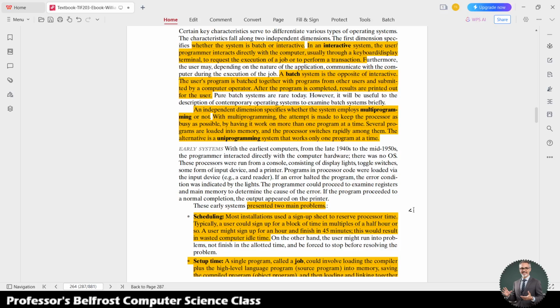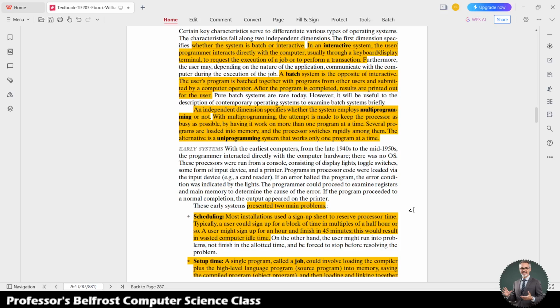Whereas the batch system is the opposite. The user's program is batched together with programs from other users and submitted by a computer operator. After the program is completed, the results are printed out for the user. But these systems are kind of rare today.